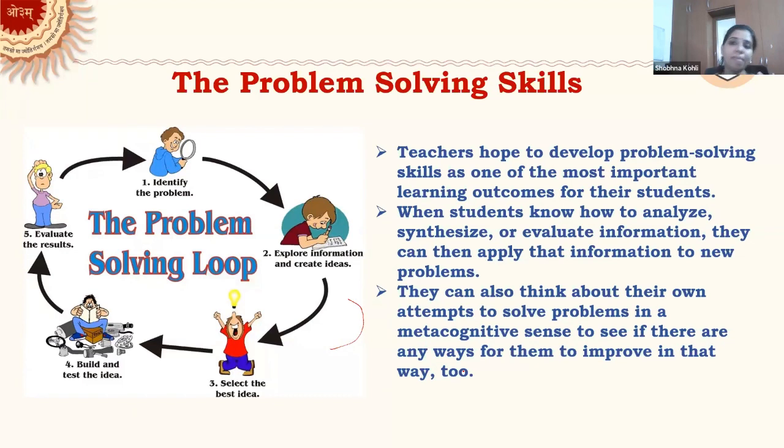But if you do multiplication first, addition first, 3 plus 3, 6, and then he multiplies 6 threes are 18. So definitely this is not the right answer. Ma'am has asked the answer should be 12. The child will think. He first finds out the idea, then he selects the best idea, what will work here, then builds and tests the idea, whether it is working or not, and then evaluates the results.